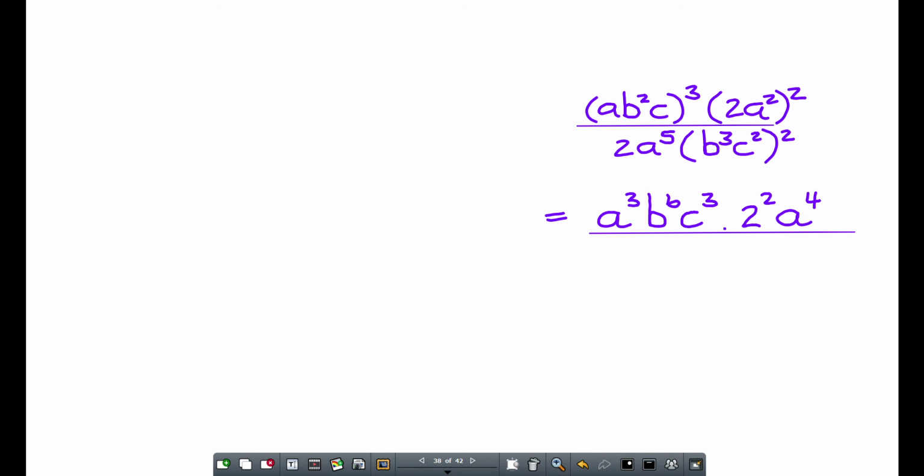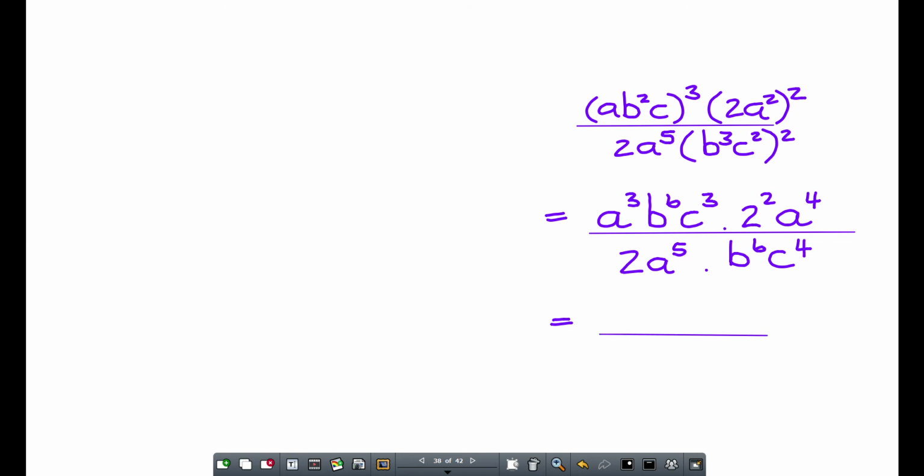Okay, then at the bottom, 2a to the power of 5 times, remember that dot means multiplying. Okay, now let's have a look here. B to the power of 3 to the power of 2 will become b to the power of 6. And then c to the power of 2 to the power of 2 will become c to the power of 4. Okay, now we've got lots of stuff at the top. Let's try and simplify them a bit.